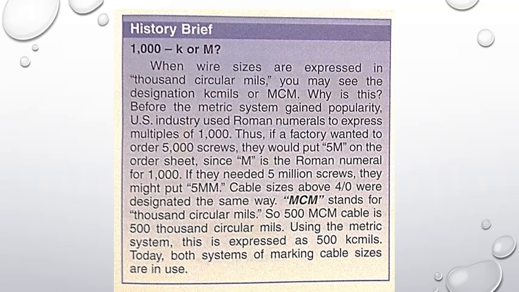Cable sizes above 4/0 were designated in the same way. MCM stands for 1000 circular mils. So 500 MCM cable is 500,000 circular mils. Using the metric system, this is expressed as 500 KC mils. Today, both systems of marking cable sizes are in use.